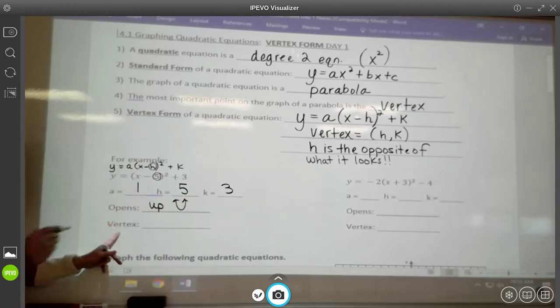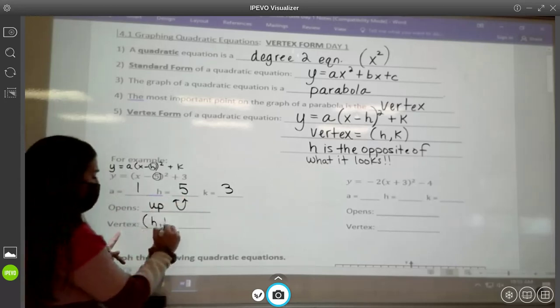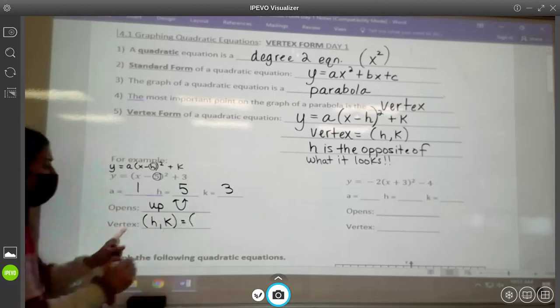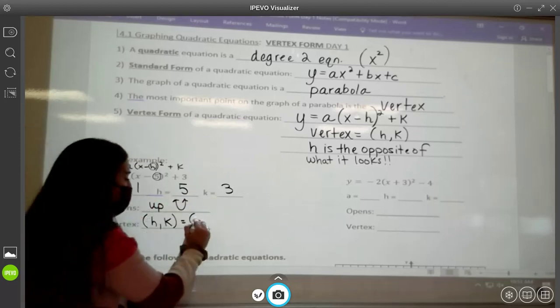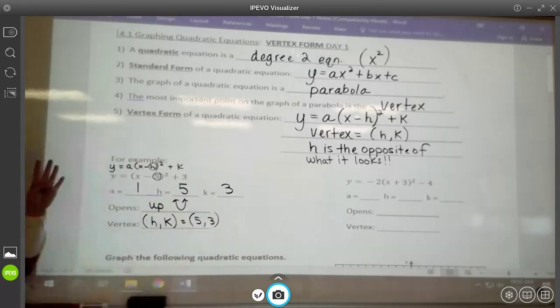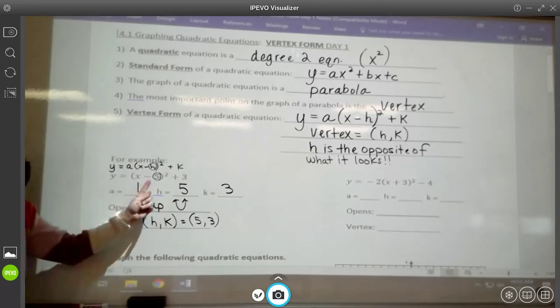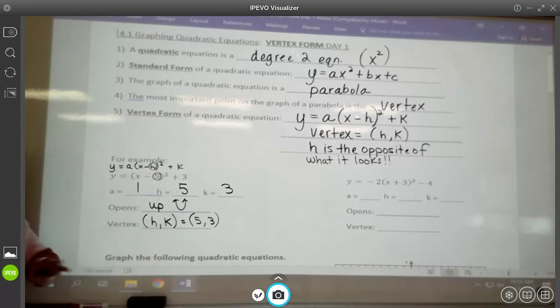And the vertex is always going to be the point (h, k). So here, that would be (5, 3). So again, you just take the vertex right from the equation. It's the opposite of this number, and then that number as is, every time. All right, let's look at this one.